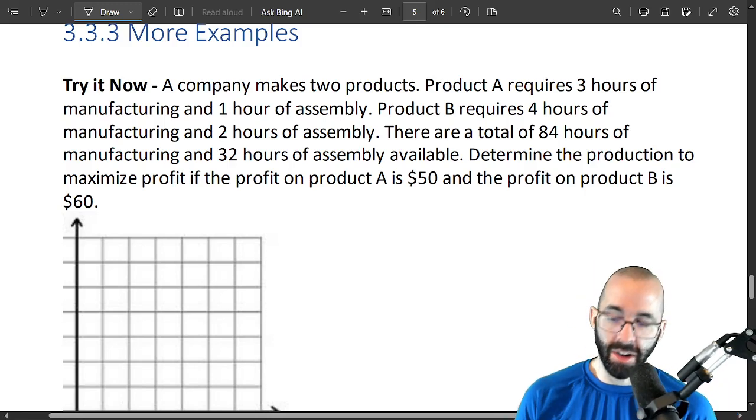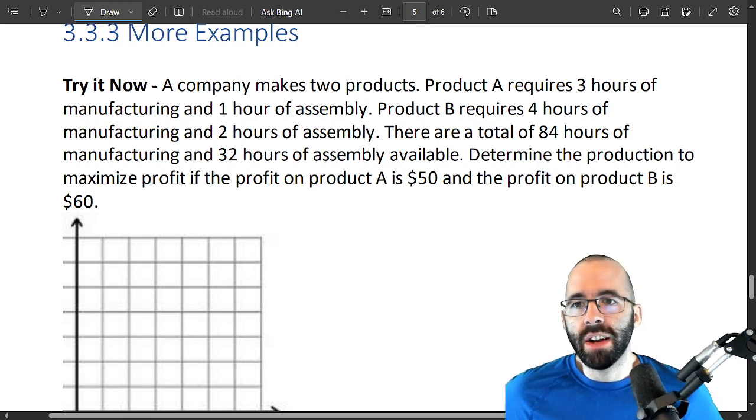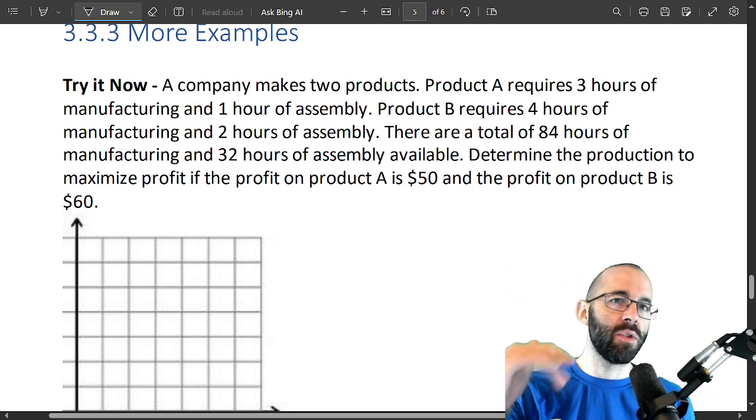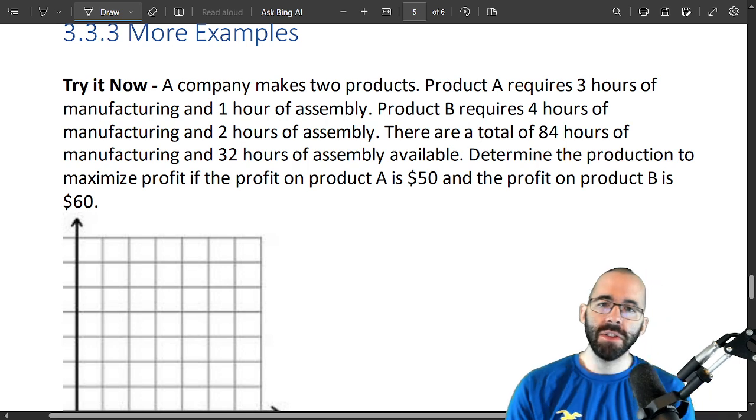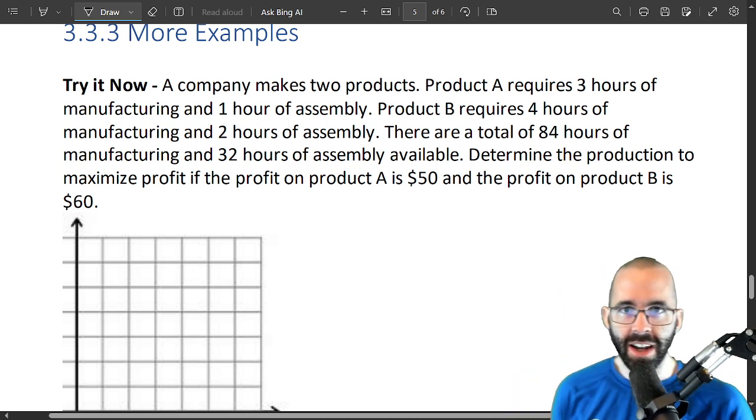Here's another example for all of you. Should be another fun one. I recommend pausing the video. Try to do it. Follow those steps: 1, 2, 3, 4, 5, 6, 7. Follow those steps and see if you can get there. Pause the video and let's go.